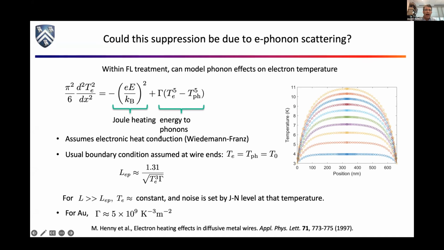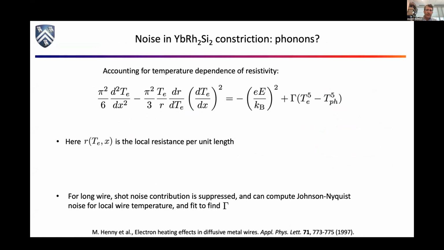This is a simplified picture of electron-phonon scattering, but there's an experiment you can do to determine the strength of this electron-phonon coupling parameter gamma. For gold, just for reference, it's 5 × 10⁹ per Kelvin cubed per meter squared. This was found in the 90s by Schönenberger's group at Basel. You have to be a little bit careful here if you're going to do this in our system, because the resistance itself is temperature dependent, right? Because we still have that linear-in-T temperature dependence, but you can do it.